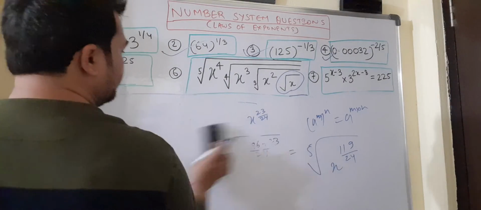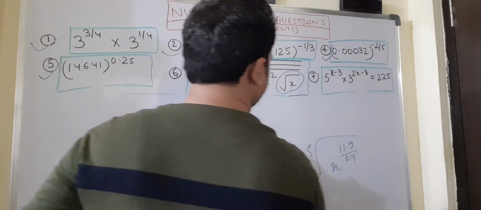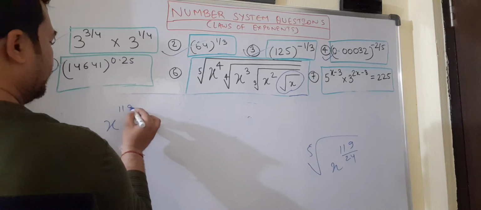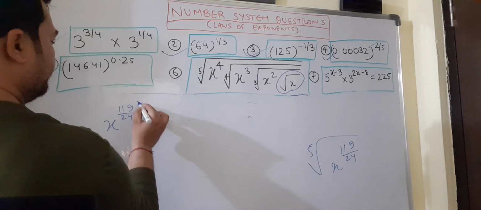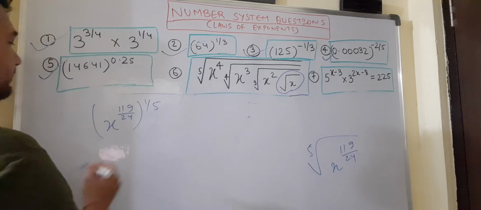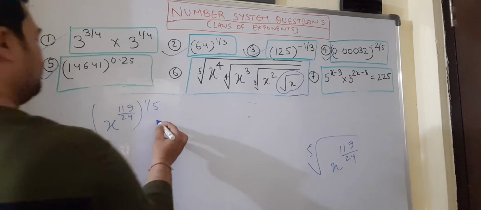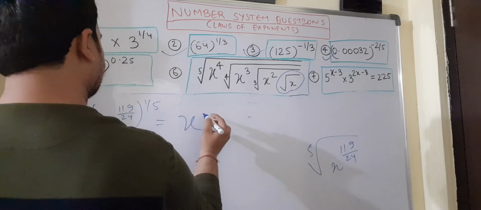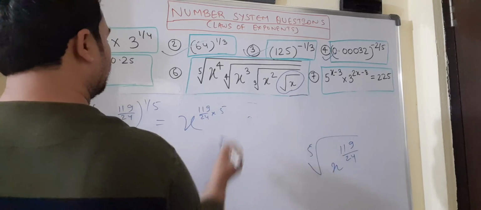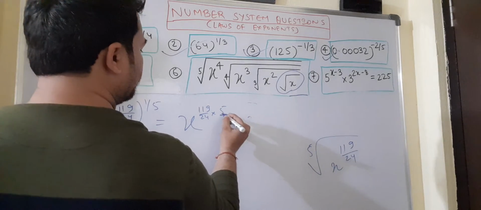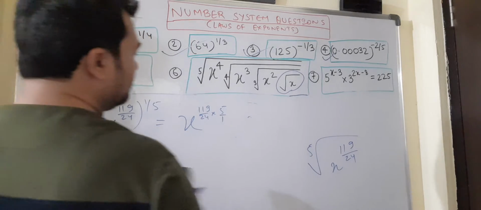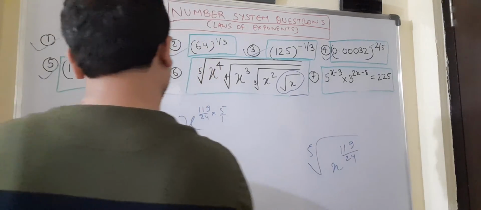Now only one root is left. x to the power 119 by 24, and it is a fifth root, so you can write 1 by 5. Now power of powers will multiply: 119 by 24 into 1 by 5. How do powers multiply? The numerator will multiply with the numerator and the denominator will multiply with the denominator.